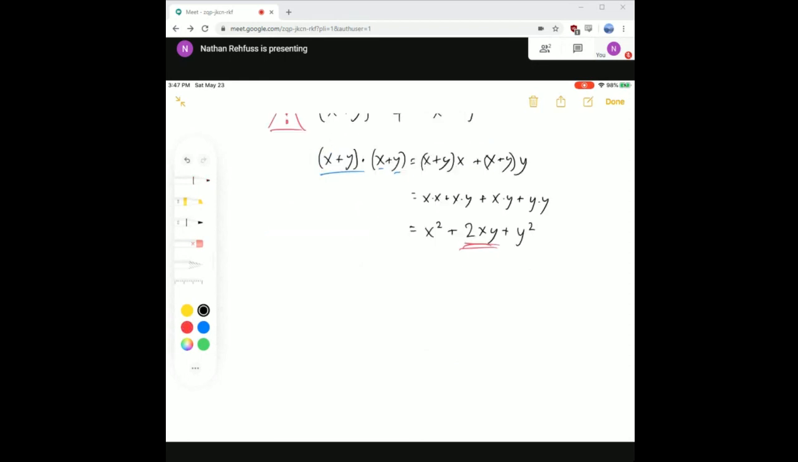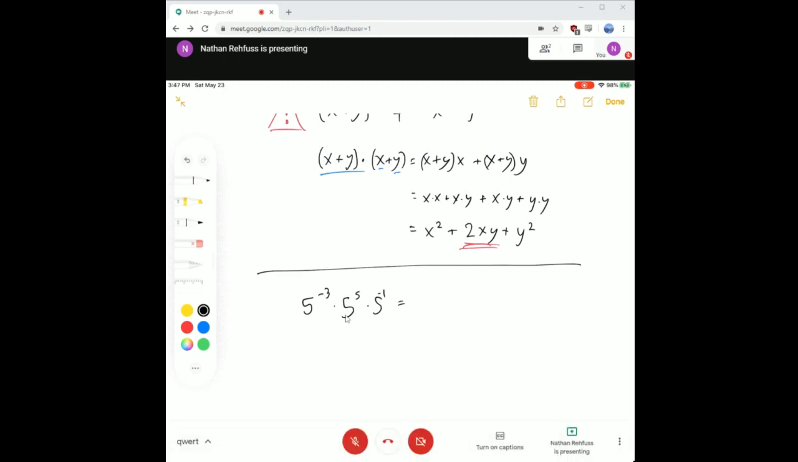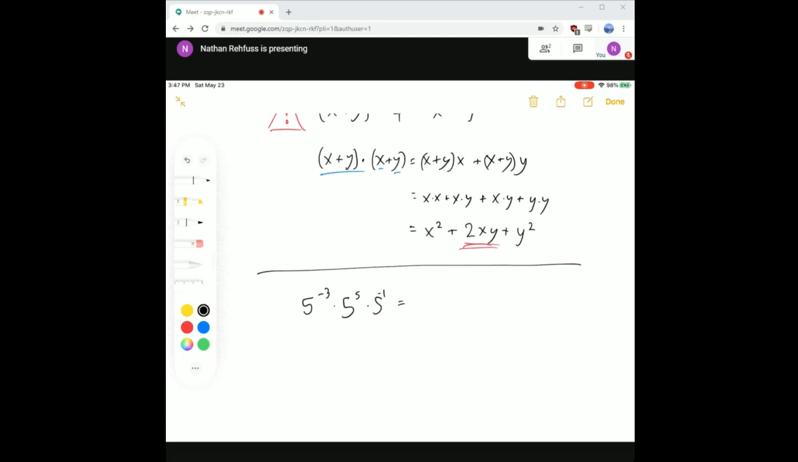Let me try to evaluate 5 to the negative 3, 5 to the 5th, 5 to the negative 1. When I just had one multiplication, I could replace it with addition in the exponent. So I can write this as 5 to the negative 3 plus 5 times 5 to the negative 1. But now I can use that rule again. This is 5 to the power of negative 3 plus 5 plus negative 1. That's 5 to the 1st power, which is 5.